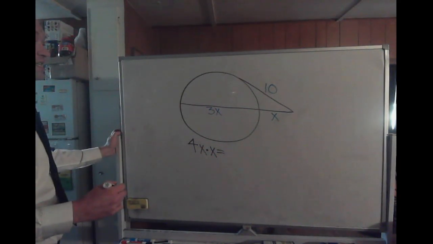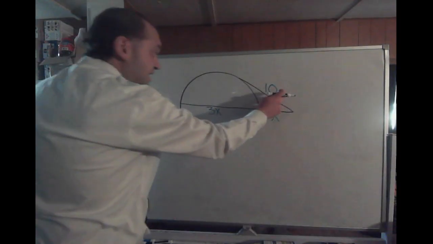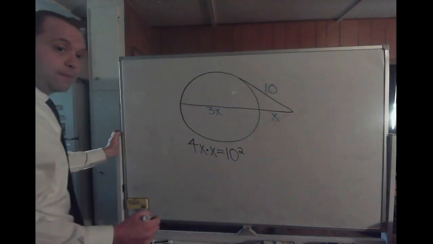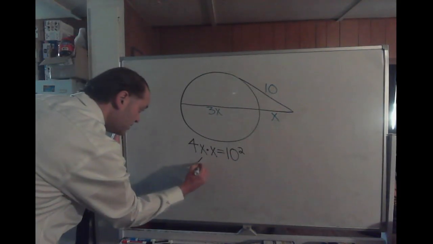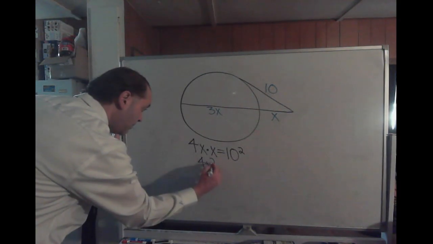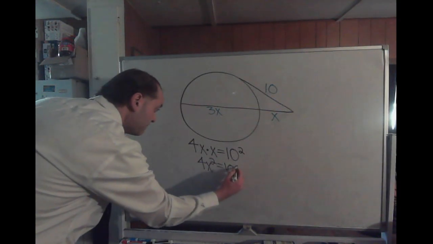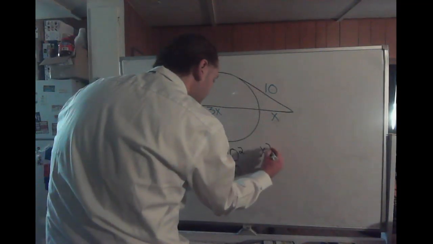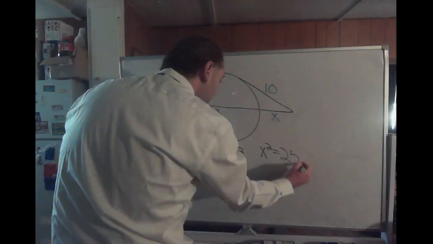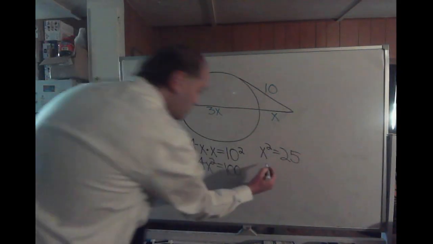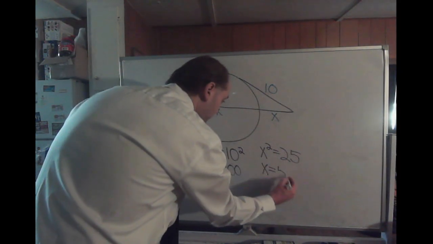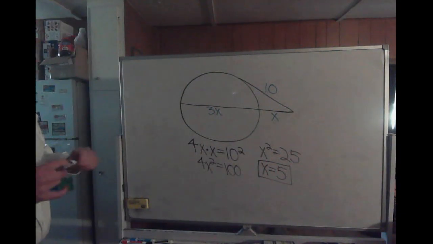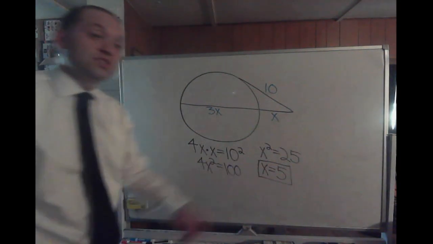Now you're going to set that equal to the length of the tangent line to the second power. That'd be equal to 10 to the second power. Which, simplifying this, would give you 4x to the second power would equal 100. Which would then simplify into x to the second power equals 25, which we know the positive square root of 25 is just 5. So in this case, you would end up getting that x equals 5.